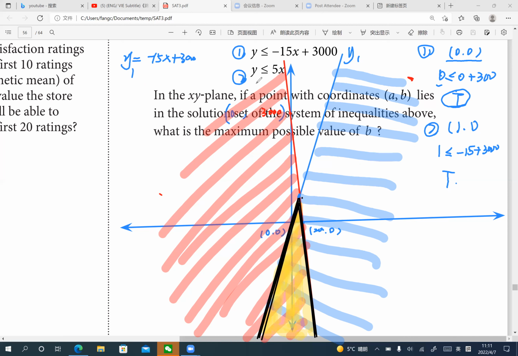Continue with the second inequality. y is less than or equal to 5x. So the boundary line is y equals 5x. So this is y1. This is y1. This is y2. So y2 represents the boundary line y equals 5x.